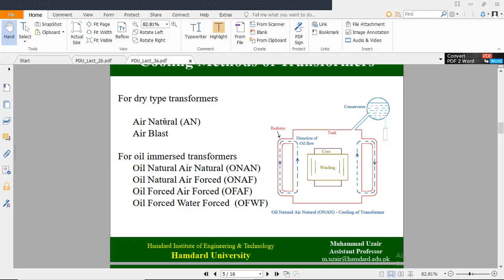Most of the time we are using air natural, but it also depends on the type of mechanism and the place in which you are using it. There are many kinds of transformers: grid station transformer, generating station transformer, distribution station transformer, substation transformer. So the stream of each one is different.